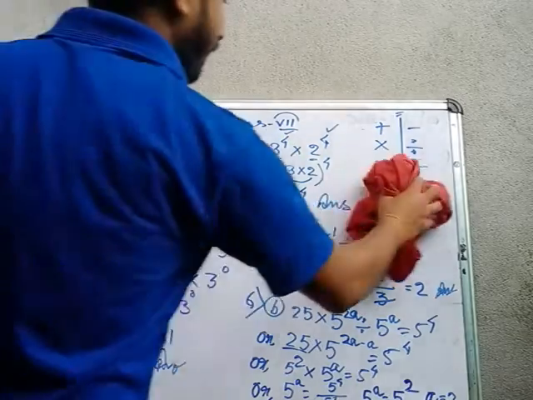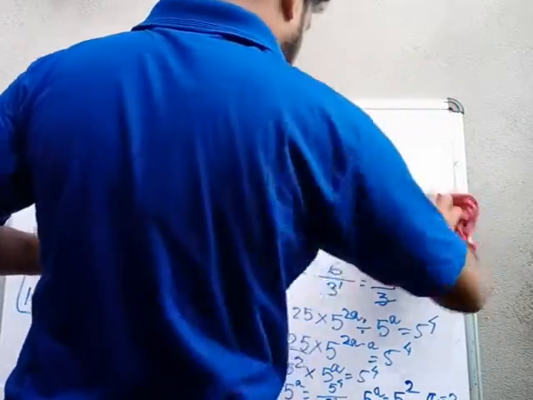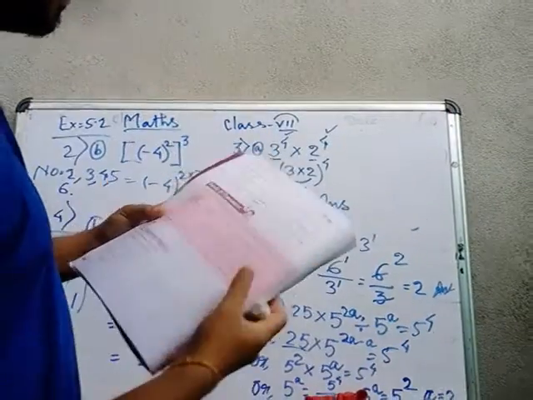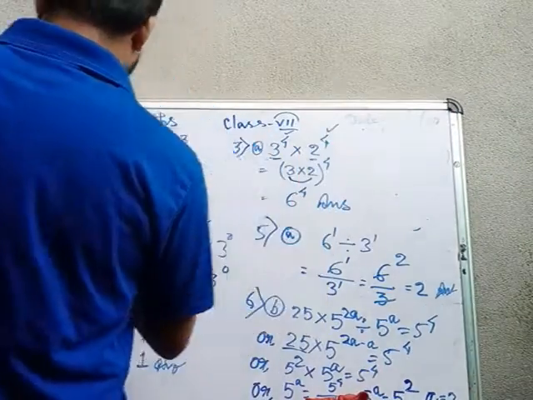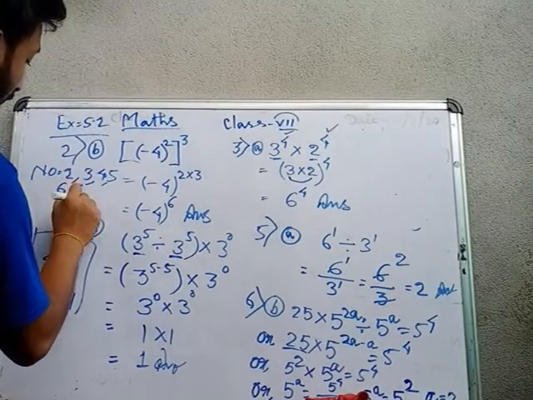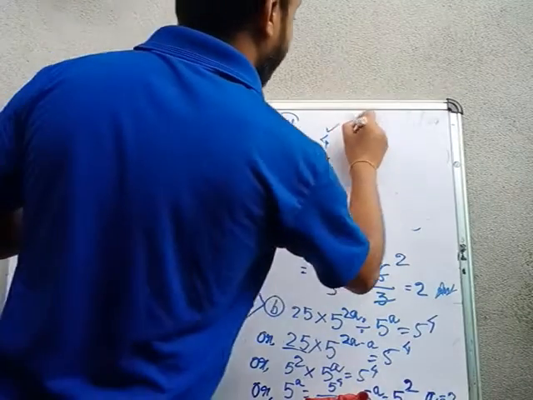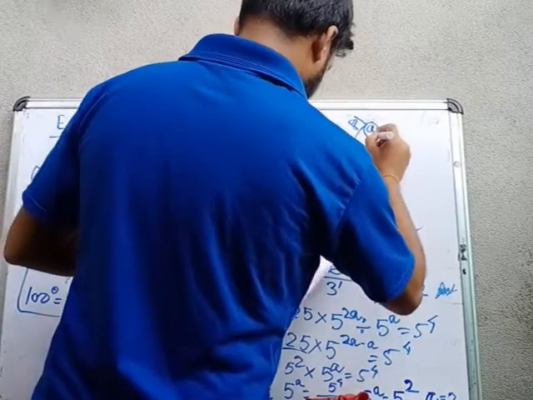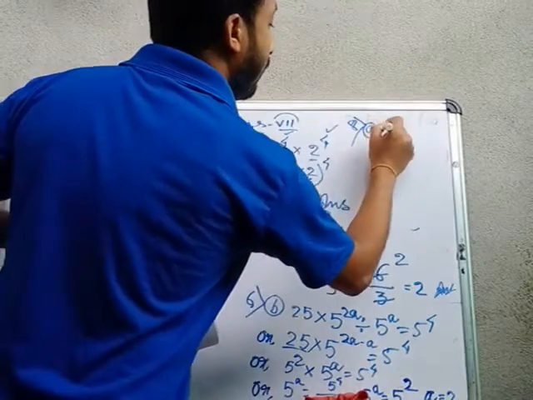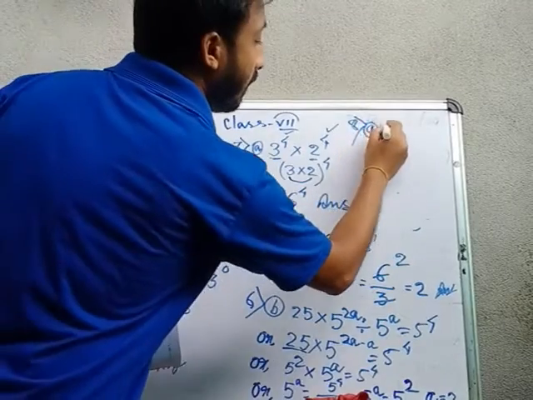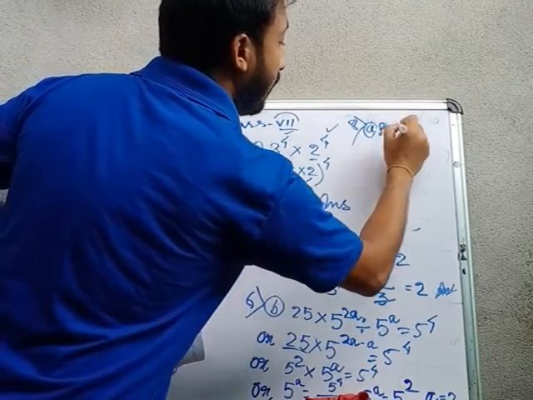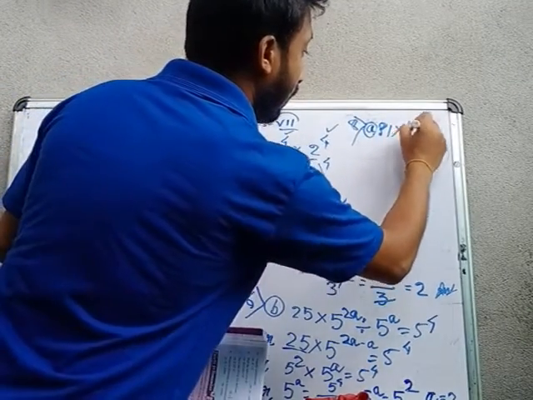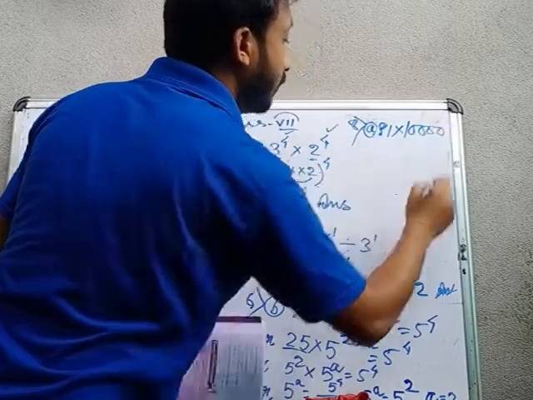You already know how to solve number 7. I will tell you number 8. So number 7 is also your homework, and 8 is last. Number 8 A will be 81 multiplied by 10000.